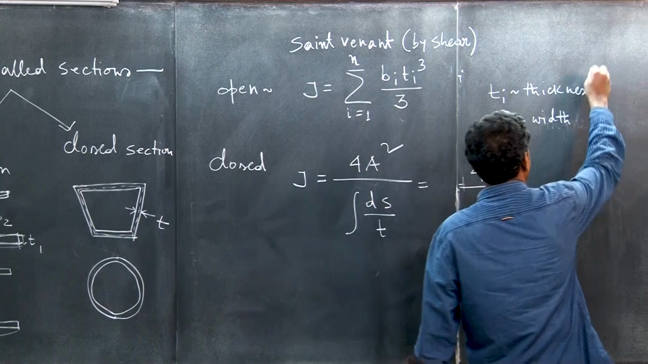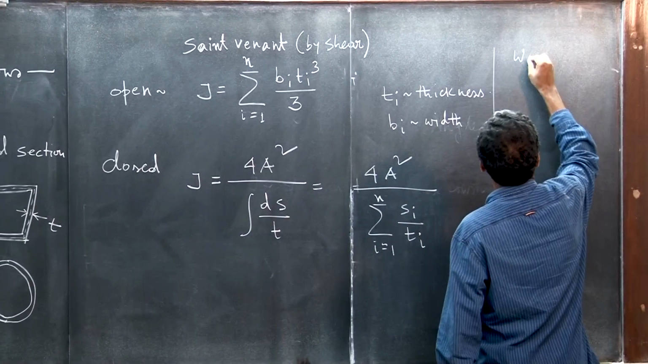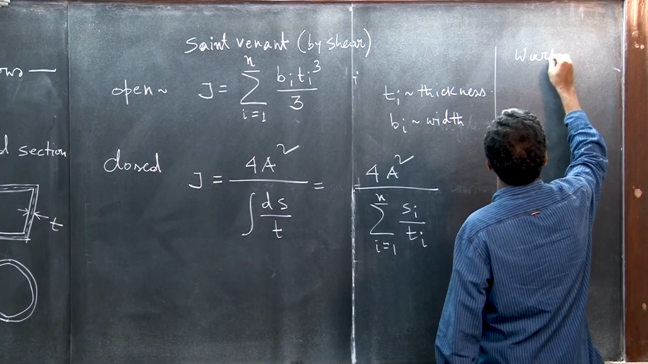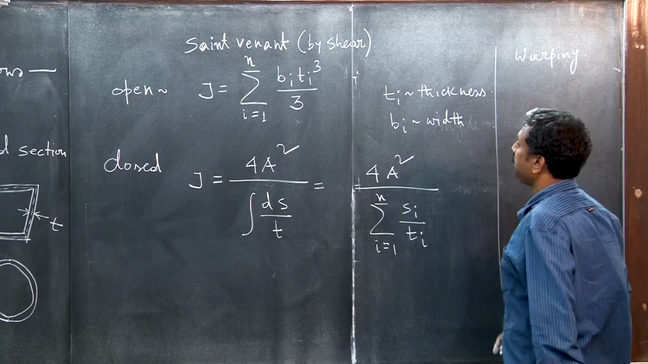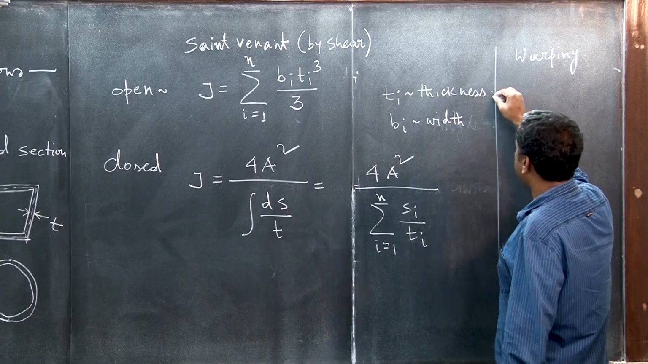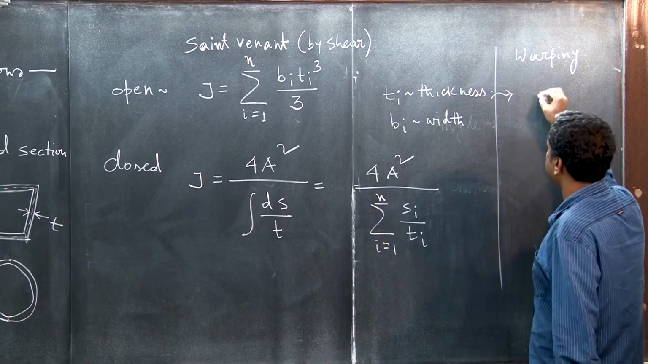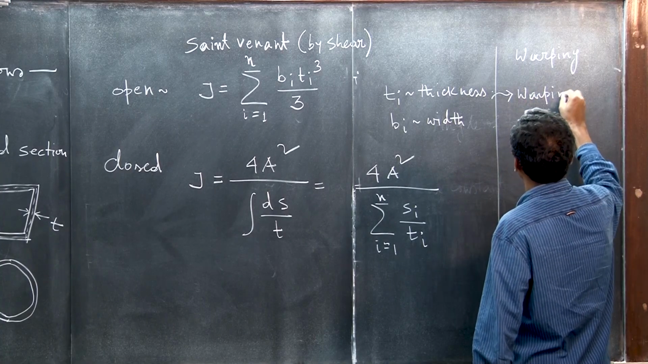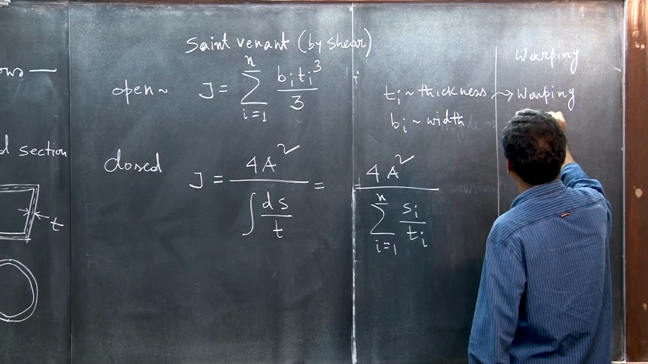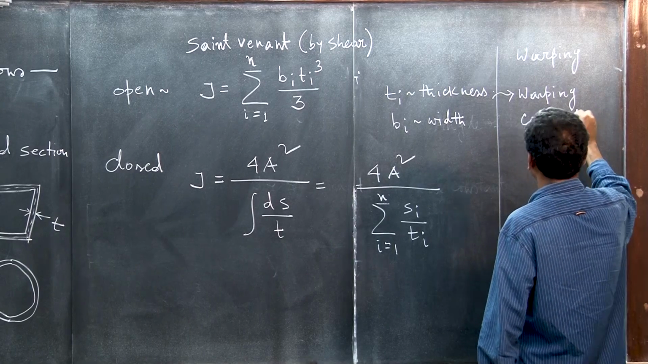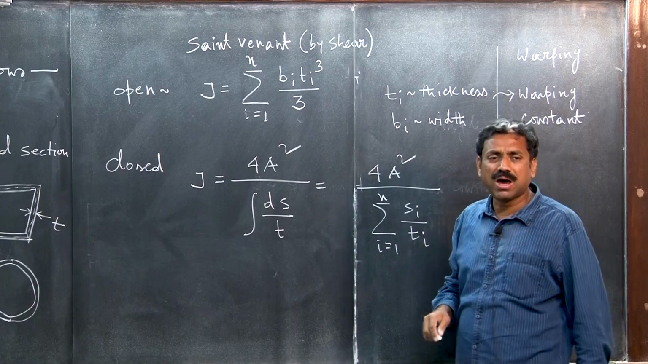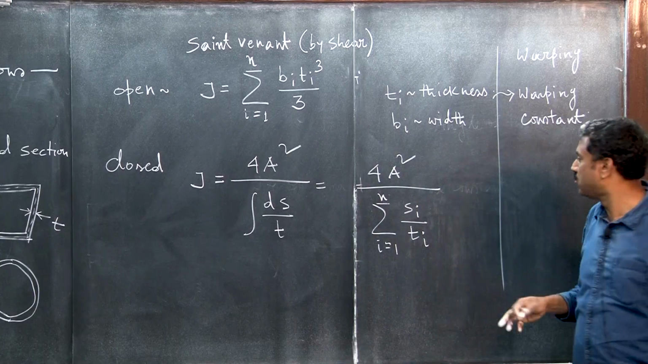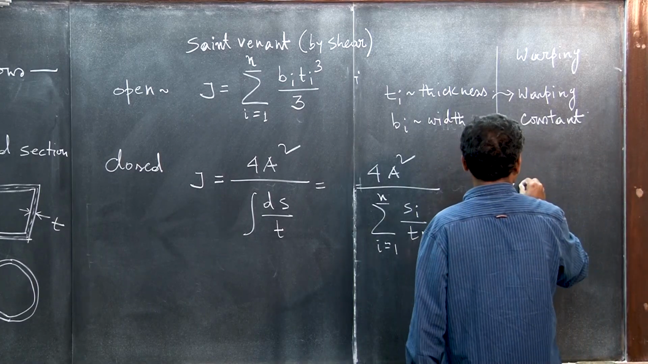Now for the warping torsion. For the open section there will be a warping constant, and I will tell you how to find it out. But for the closed section, the warping constant is nearly 0.